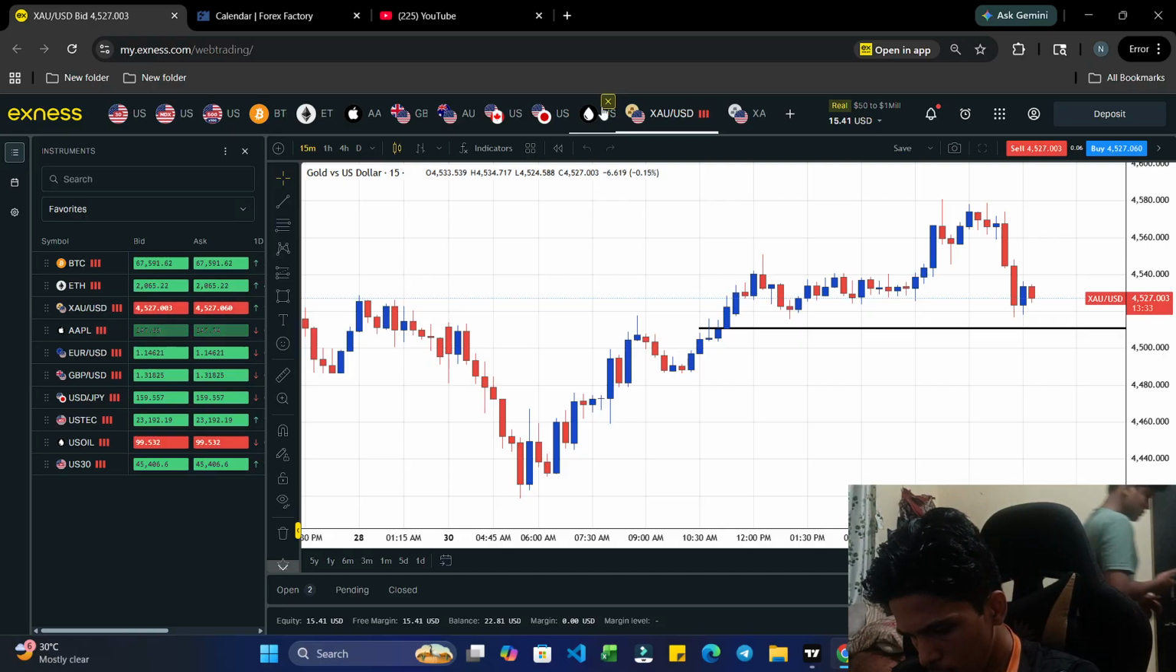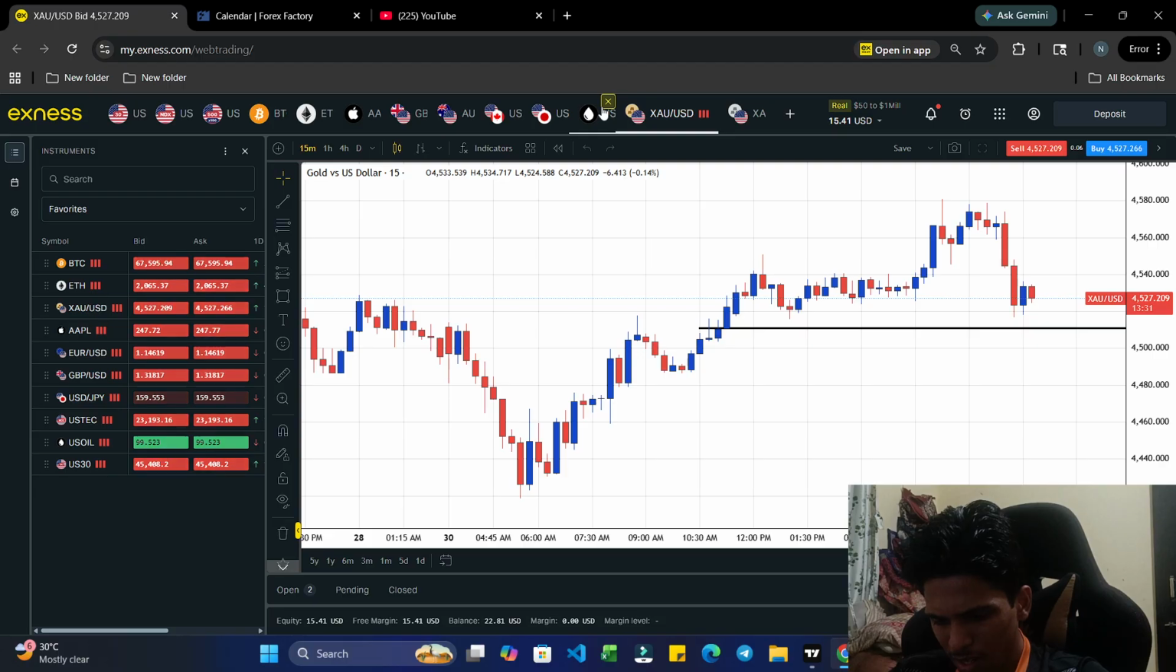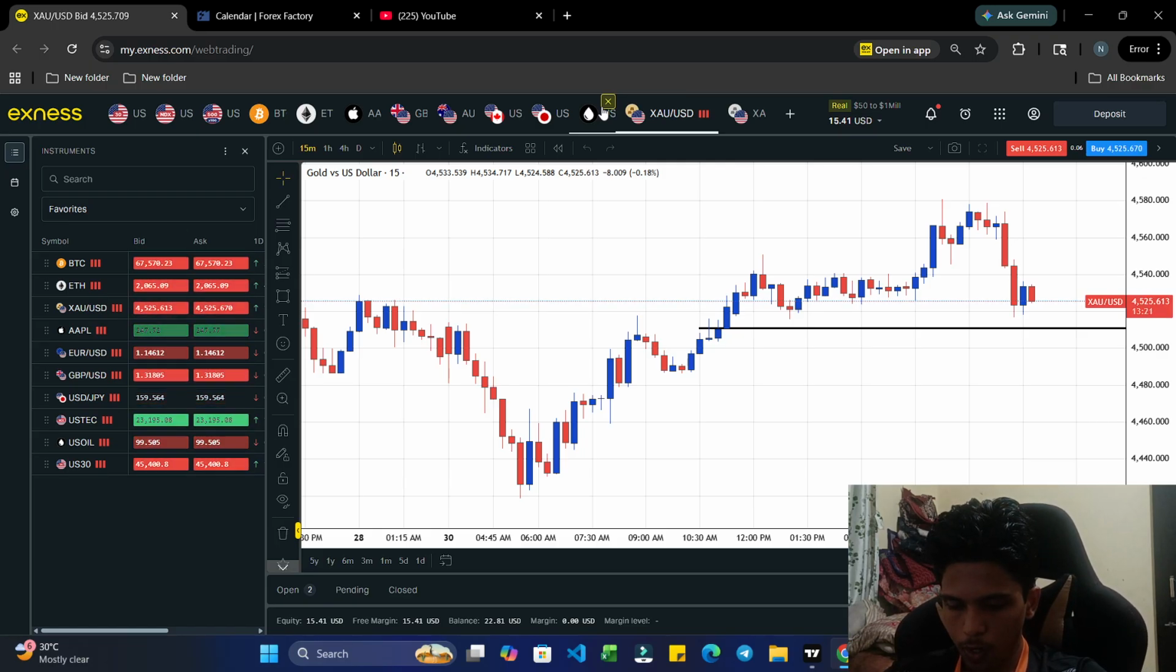What is this? The trade has not entered? Why? Oh, the high margin rate is there. So we can't enter on the gold with this much equity.